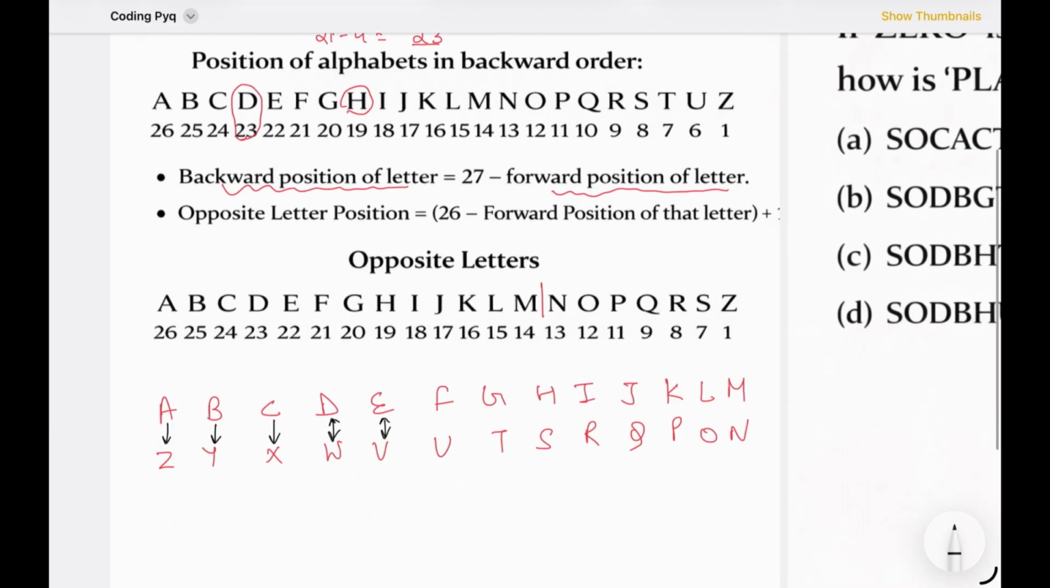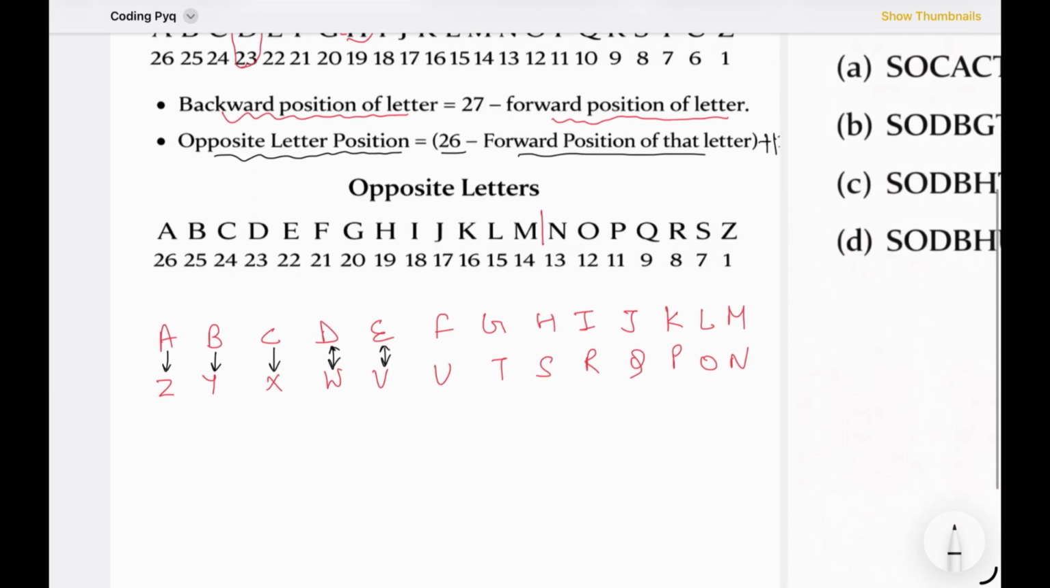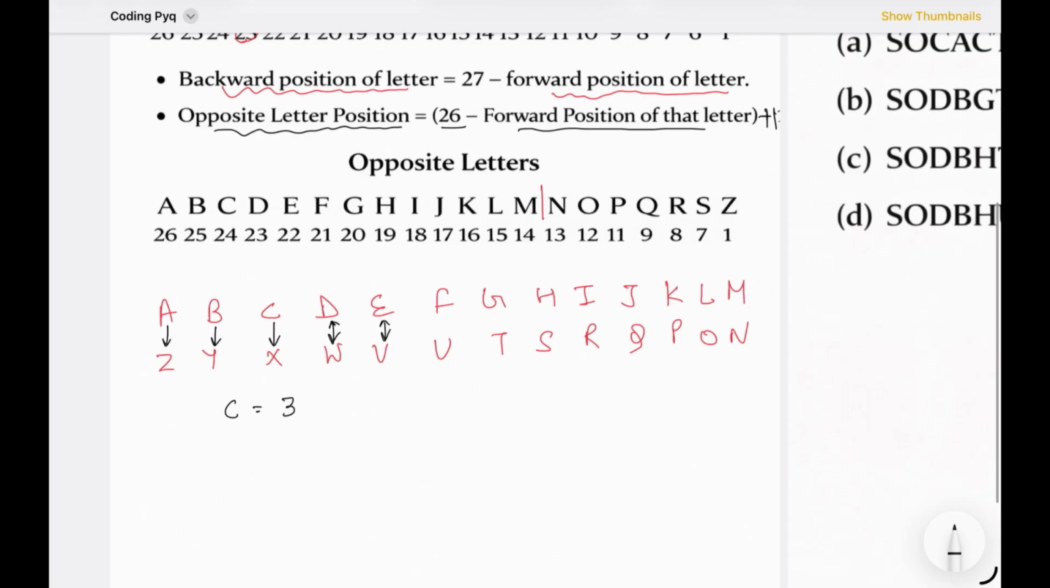Now, how do we find the opposite position of that letter? We subtract the forward position of that letter from 26 and add 1. If we know the forward position of C is 3, and we have to find the opposite letter, how do we do it? We subtract the position of C, 3, from 26 and add 1.